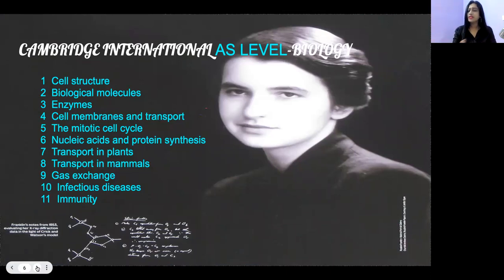This is more related to our molecular biology in CBSE and also ISC. Then transport in plants, transport in mammals, gas exchange, infectious diseases and immunity.